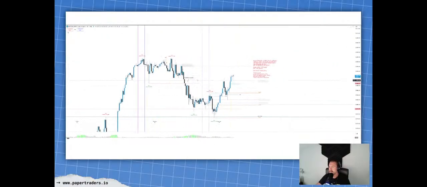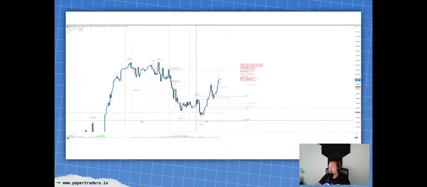On the 15 minutes, we do have a bit of liquidity. There's one right there. There's a few. There's this one right there that we kind of came down and swept. This was a nice breakout retest there.